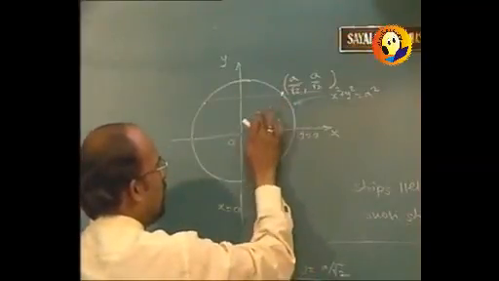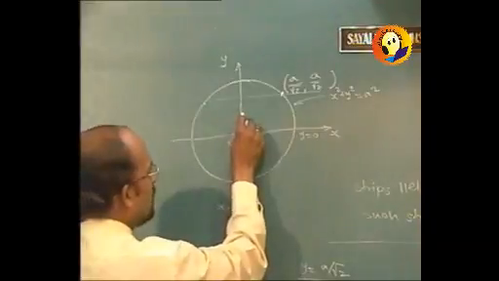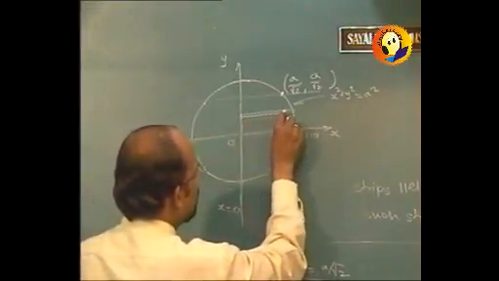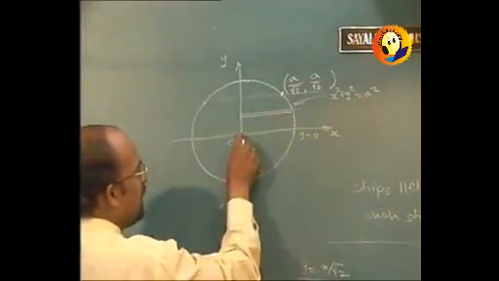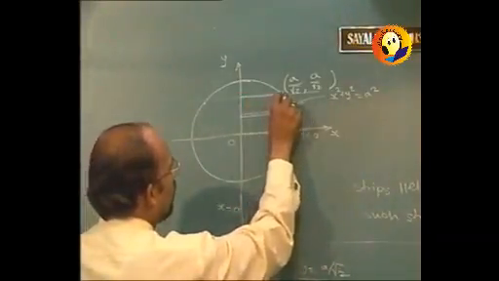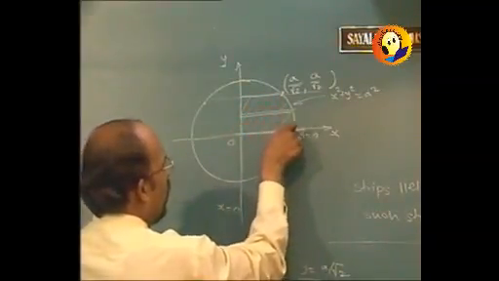So we are talking about the area such that the strip starts on x equal to 0 and goes up to the circle, and such strips are taken from y equal to 0 to y equal to a upon root 2. This will be the area of integration.